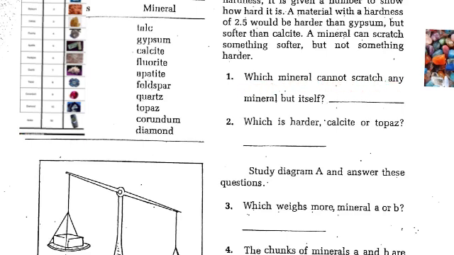So which mineral cannot scratch any mineral but itself? So which one is the absolute hardest? So we would put here that it is diamond. And looking at the scale, which one is harder, calcite or topaz? So here we've got topaz and we've got calcite, and we know that topaz, because it's closer to diamond, is going to be harder.